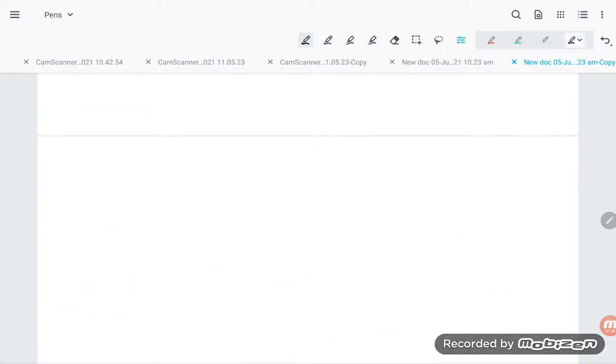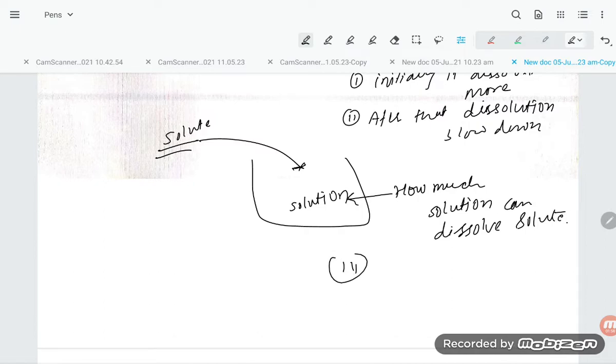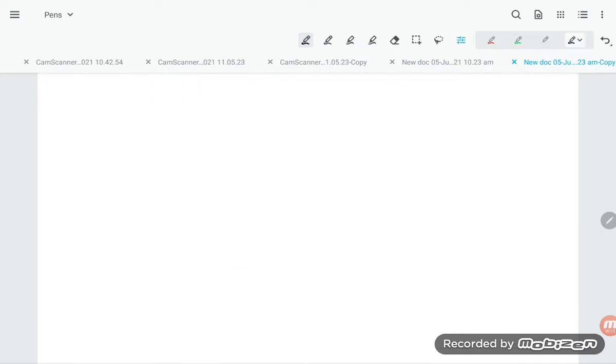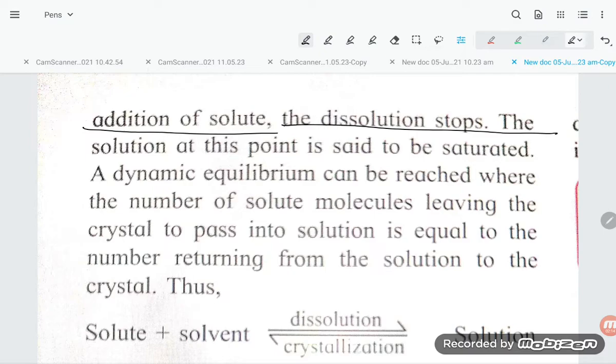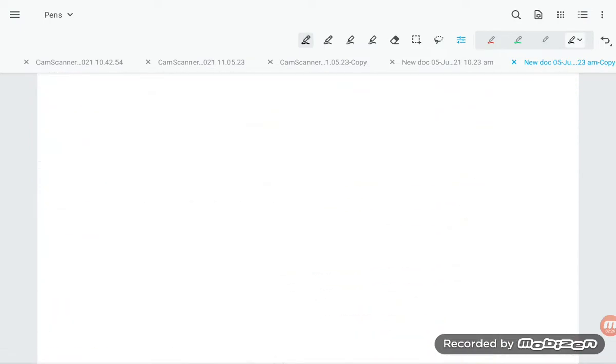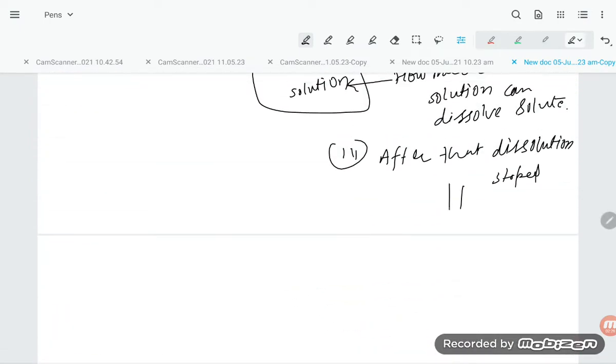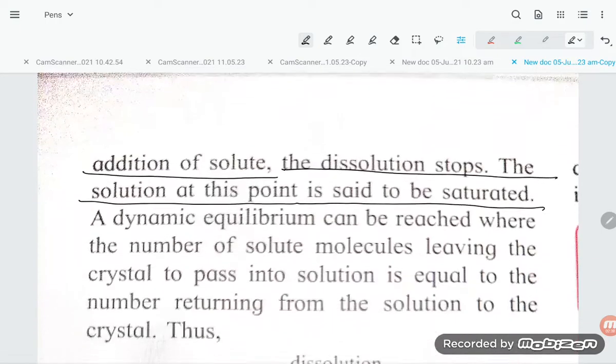So the next point, the third case, is that after dissolution starts and then stops, the solution at this point is said to be saturated. Keep in mind, student, when the dissolution has stopped, this condition is known as a saturated solution.